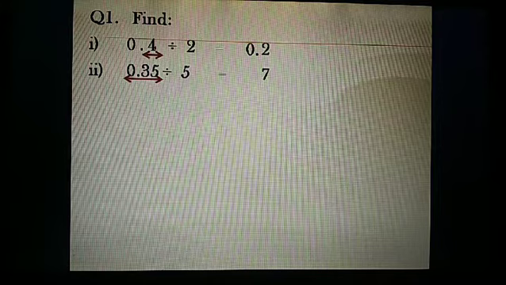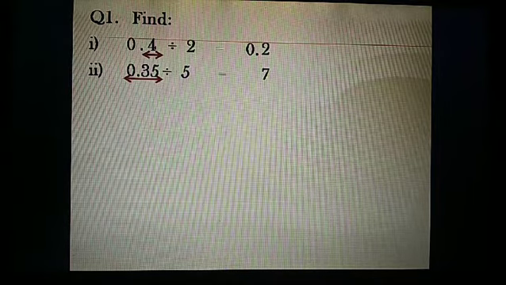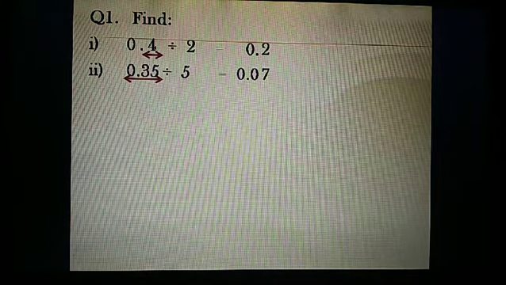Next, here we will divide 35 by 5. While dividing, no need to take the point right now. So 35 divided by 5 will give you 7. Now in the decimal number, there are 2 digits in the decimal part. So we will put the dot after 2 digits from right. But here there is only 1 digit, so we will put a 0 before the 7, and you will put a dot.